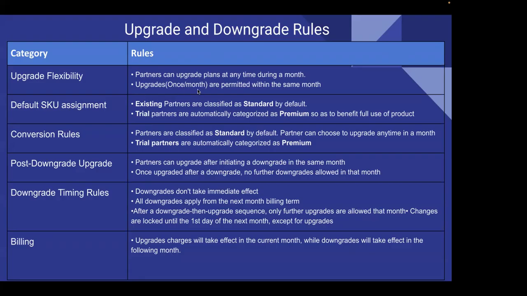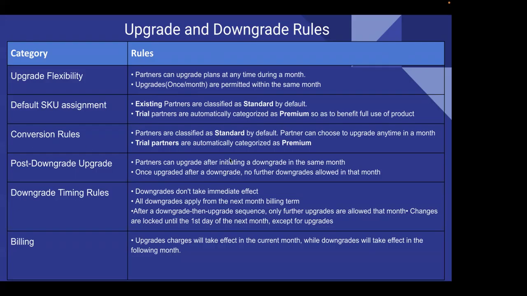So upgrade once a month is permitted within the same month. Default SKU assignment for existing partner, it is standard by default, as I already mentioned. Trial partners will be automatically categorized as premium because we want all our partners to experience cloud assessment like M365, Google Workspace going forward, and they would decide to have a benefit using those features.